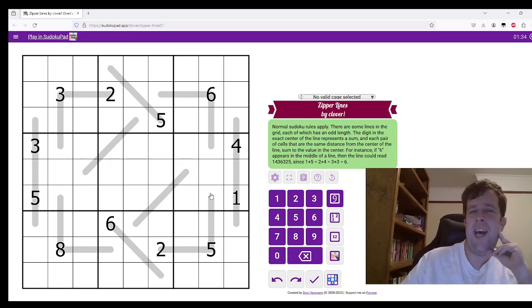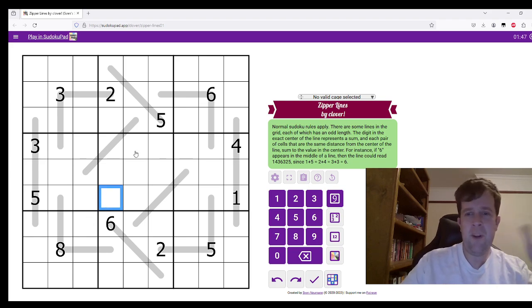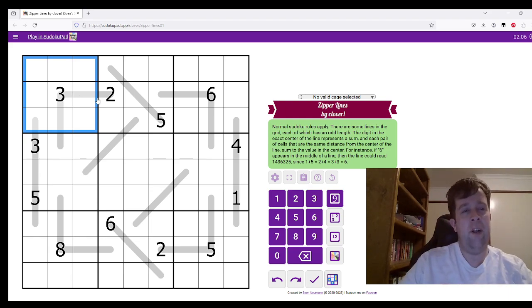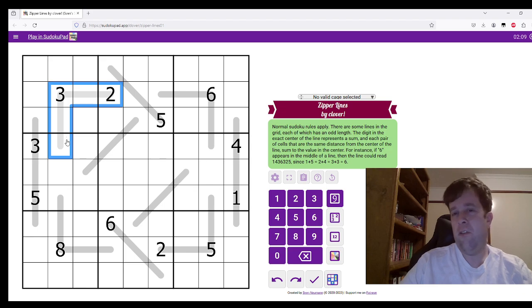Today we're taking a look at a spiritual sequel to a previous Clover puzzle, Zipper Lines. Now, Zipper Lines are a relatively new invention, so I'm going to take a minute to actually run you all through it. So, normal Sudoku rules apply, that is, digits 1 to 9 go in each row, column, and 3x3 box. Now, there are some lines in the grid, each of which has an odd length. Like that. So, the digit in the exact center represents a sum, and each pair of cells that are the same distance from that digit sum to the value in the center.